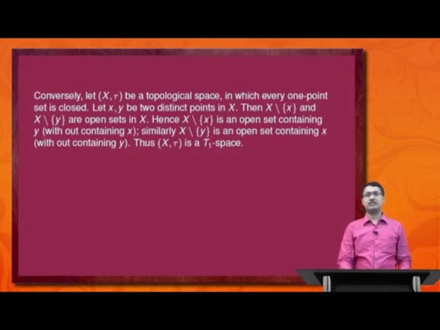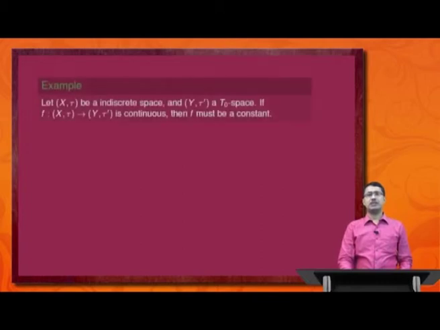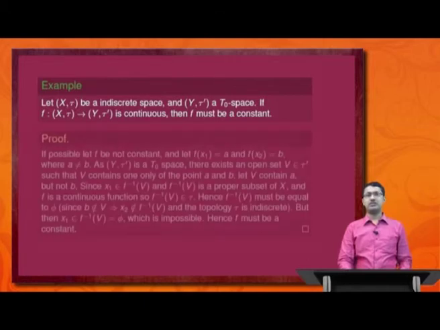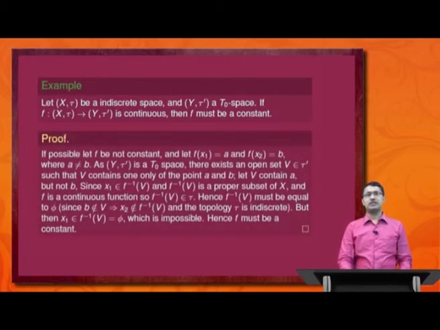Thus (X, τ) is a T1 space. Next example: let (X, τ) be an indiscrete topology and (Y, τ') a T0 space. If f is a mapping from X to Y that is continuous, then f must be a constant function. Proof: if possible, let f not be a constant function.